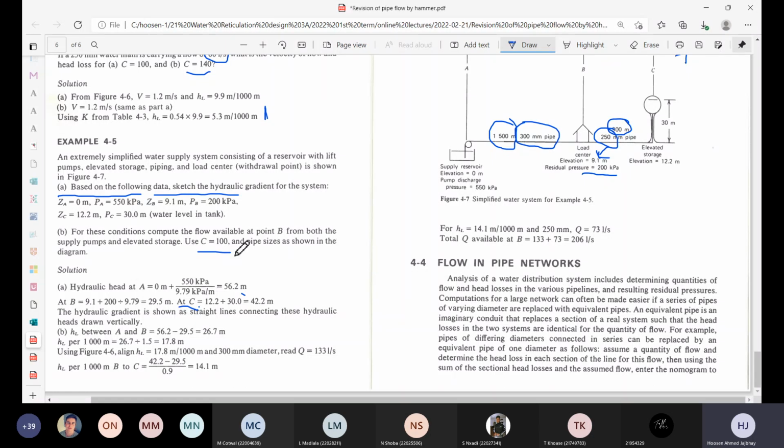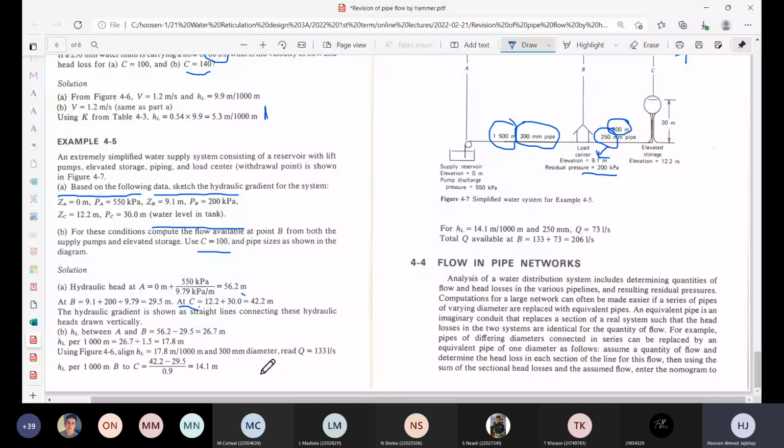So that's compute the flow available. That's what we want, the liters per second that would be supplied or that would be flowing in each of those pipelines. To do that, in this particular example, we're using the nomograph, and it's only up to this point that we will use the nomograph.